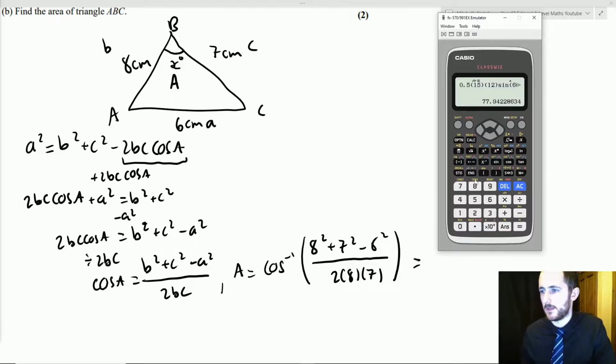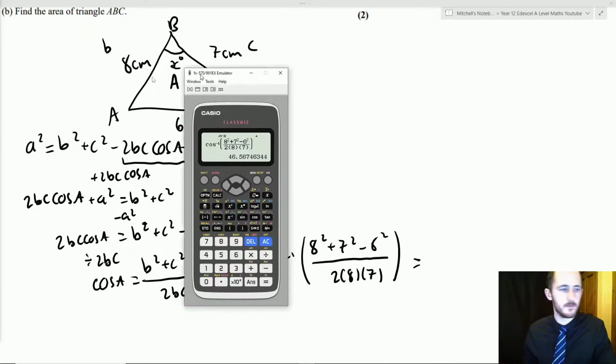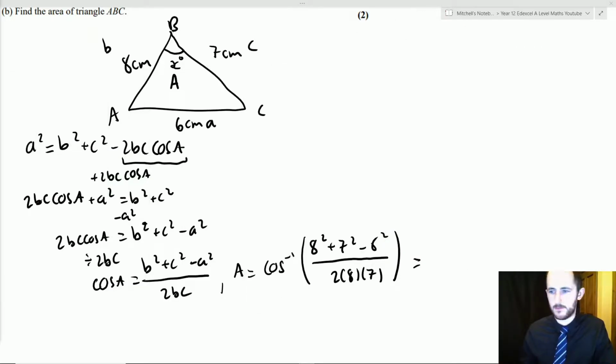So if we use this, inverse cos, big bracket, 8 squared plus 7 squared minus 6 squared over 2, 8, and 7. Not too bad, hopefully. Again, let me know if you are stuck or if that doesn't make any sense. Now we'll just write that down.